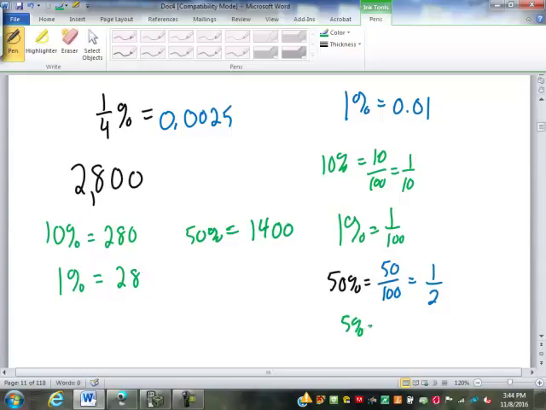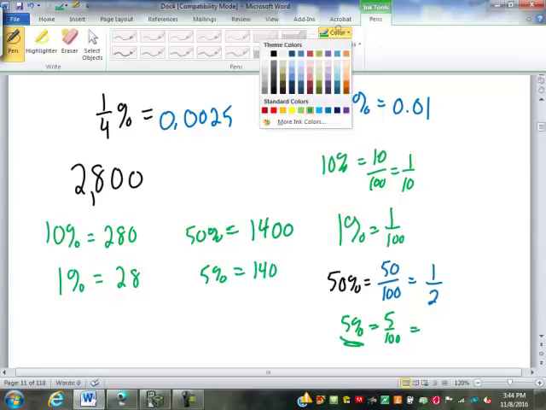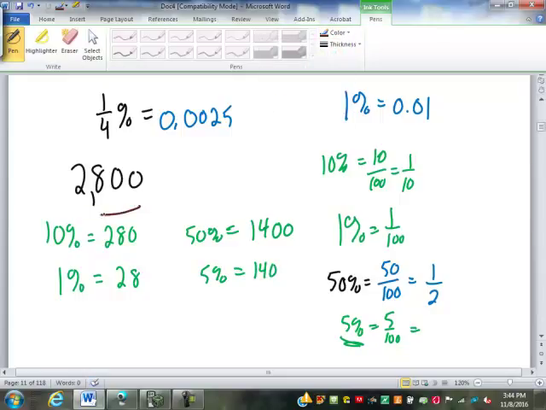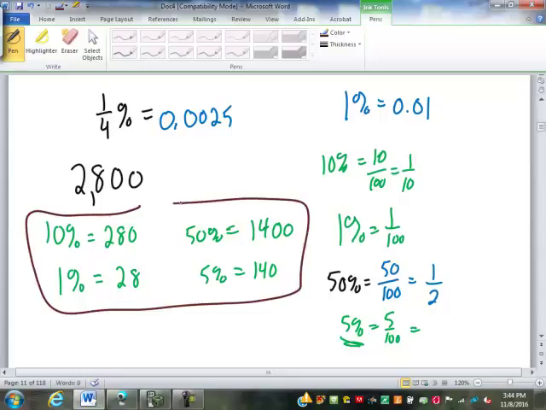5% is 5 out of 100. You can think of it as 1/20th, but I'm going to look at it this way. 5% is half of 10%. 10% here is 280. What's half of that? 140. With those benchmarks, I can now find a lot of percents out of that 2,800.